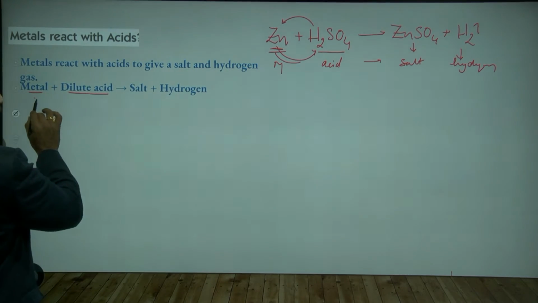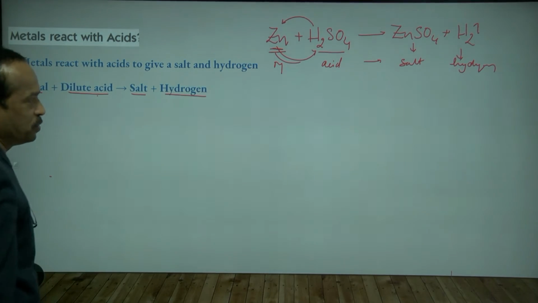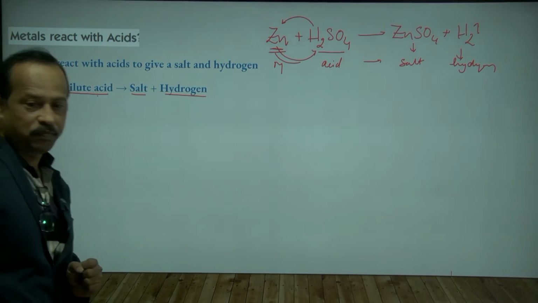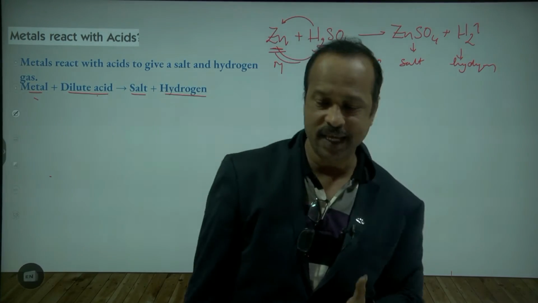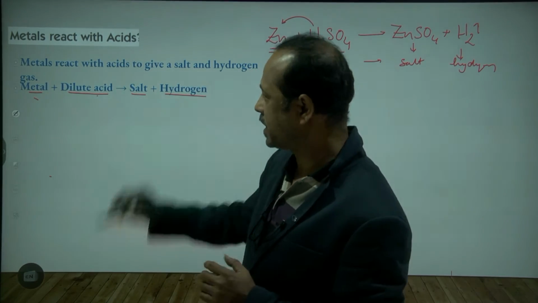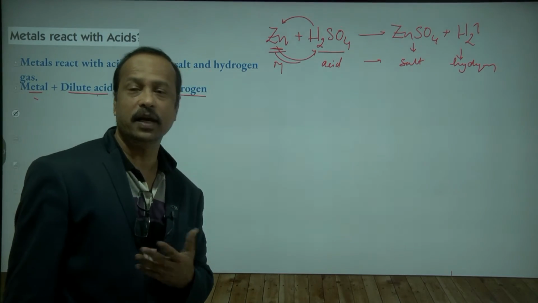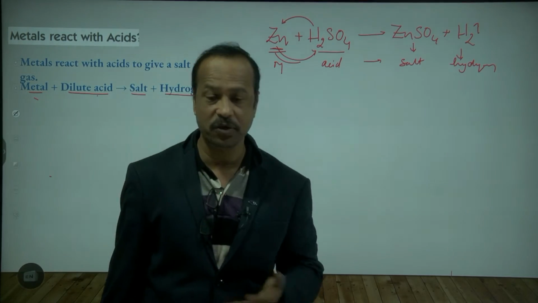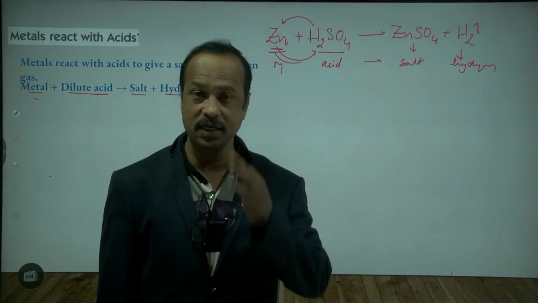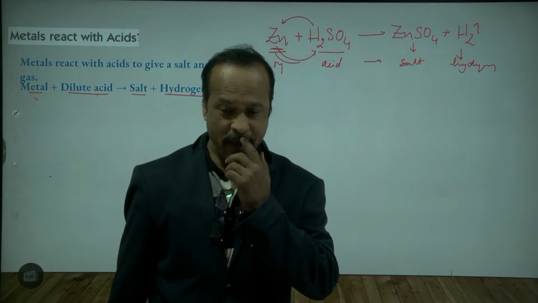So when a metal reacts with a dilute acid, it forms a salt and releases hydrogen. Like this you have to remember: metal reacts with acids to give a salt and hydrogen gas. If you know this statement, then you can write any type of reaction, not only with zinc. You can take aluminum, magnesium, sodium, copper, and acids like nitric acid, sulfuric acid, hydrochloric acid. When they react, they form a salt and release hydrogen gas.